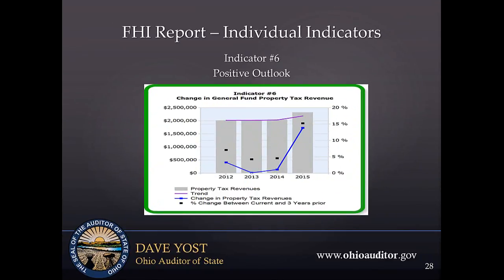Let's look at the graphs for indicator 6. You will see that the property tax revenues are represented by the gray bars on the chart. The trend line again is shown in the purple line to show you if it's going up or down or staying stable. The blue dots and line are the amounts of the change from one year to the next. And the black square shows you the change between the current year and 3 years prior. In this case, they're trending upward and there are no decreases in taxes. So therefore, it is a positive outlook.